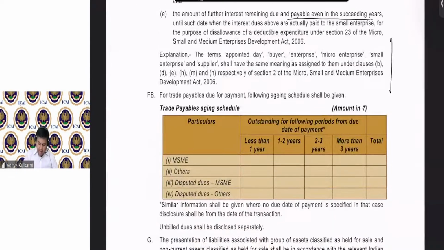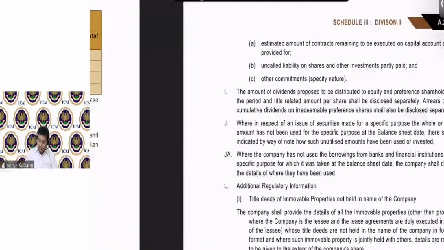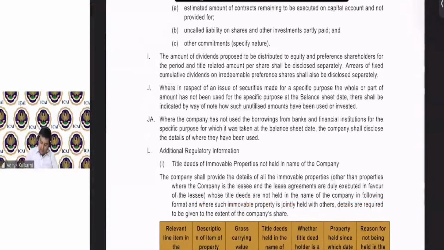Coming to the trade payables aging schedule, this is something you will have to do now, where you give it from the due date of payment, and it is categorized into MSME and others, and disputed dues of MSME and disputed dues of others. Contingent liabilities and commitments, you will disclose separately. Additionally, the amount of dividends proposed to be distributed to equity and preference shareholders for the period. If the dividend is proposed but there is no approval by shareholders, this is the recommended dividend by the directors, you will not provide it, but you will present a disclosure. It is fairly clear even in the Ind ASs that we have studied before.